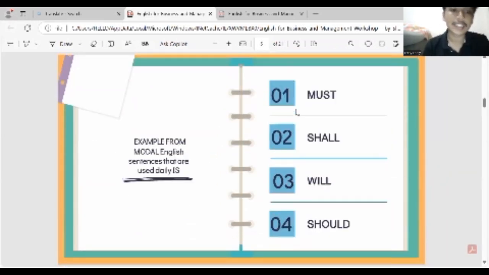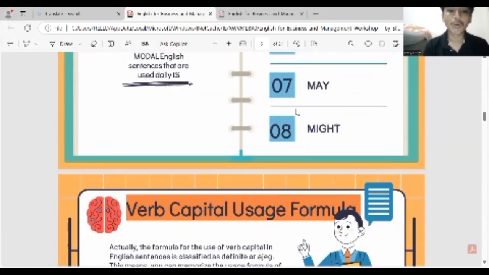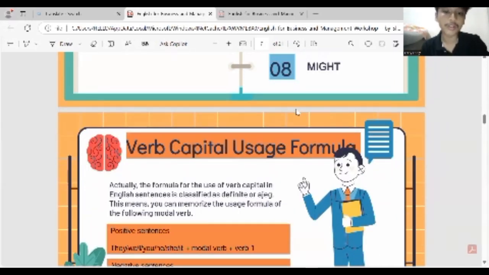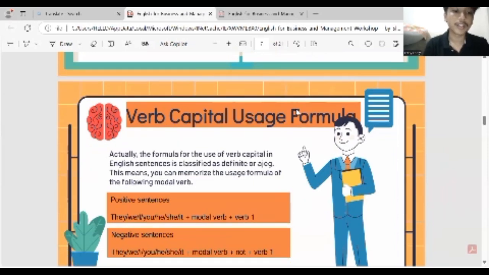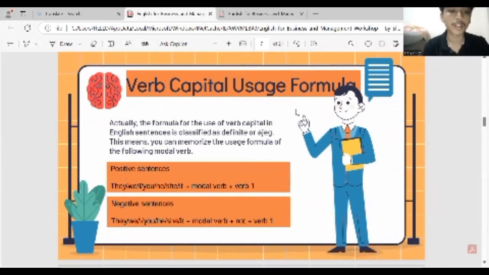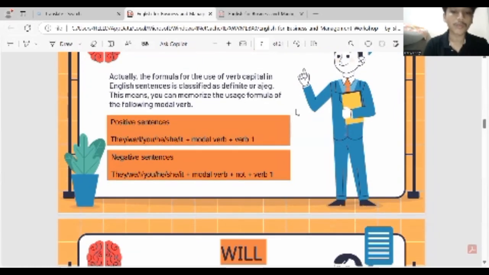Examples of modal verbs in English sentences that are used daily are: must, shall, will, would, can, could, may, might. Modal verbs also have a usage formula. The formula for the use of modal verbs in English sentences is classified as definite. This means you can memorize the usual formula. Positive sentence: I, you, they, we, he, she, it plus modal verb plus verb one. Negative sentence: I, you, they, we, he, she, it plus modal verb plus not plus verb one.